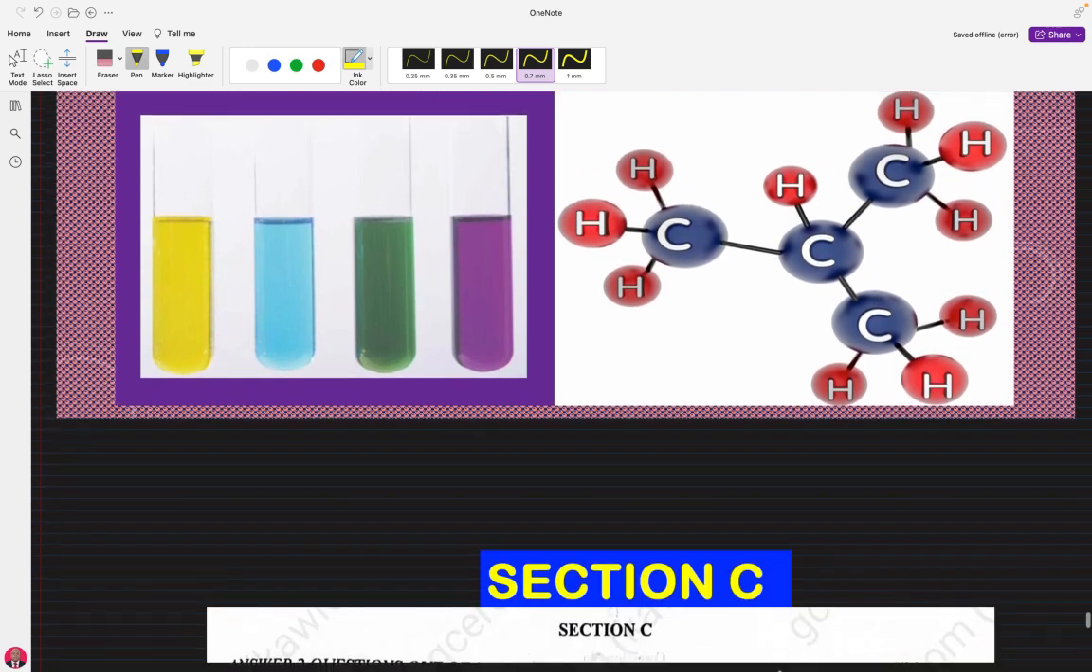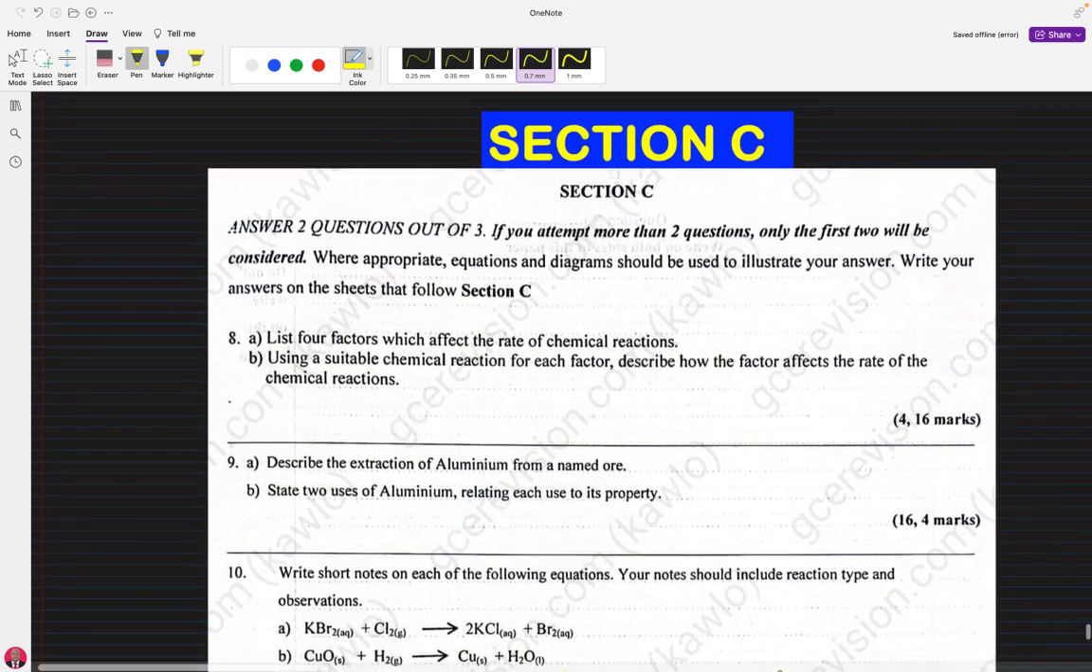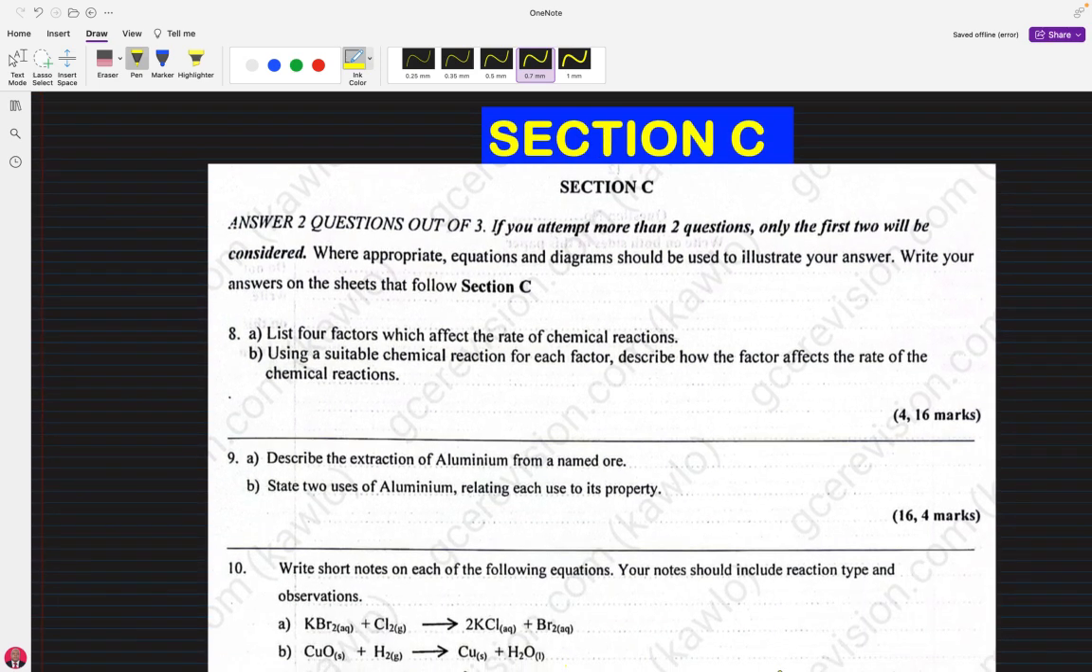Let's get started. Section C, and we are on question number 9. The question reads, 9A, describe the extraction of aluminium from a named ore. You have to use a particular ore in this extraction. The B part: state 2 uses of aluminium, relating each use to its property.